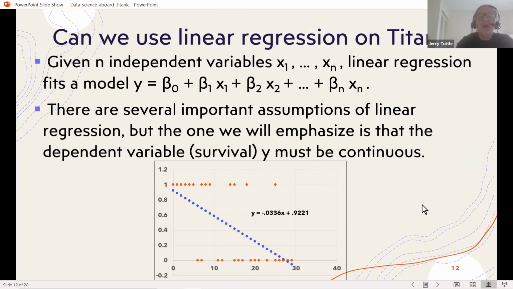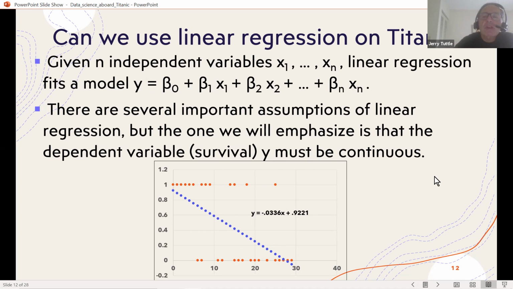Now let's talk briefly about regression. I suspect in this audience, everyone knows something about linear regression. Probably in this audience, many people know a lot about linear regression. Probably many people know a lot more than I do. In linear regression, you have n independent variables, and you're fitting a linear model with coefficients, the betas, equaling some dependent variable y.